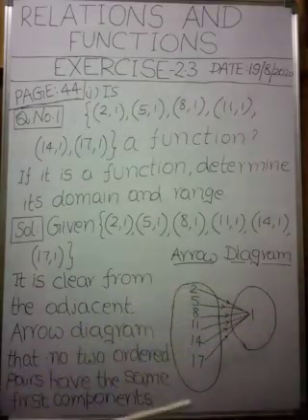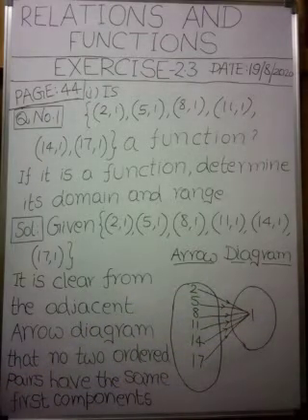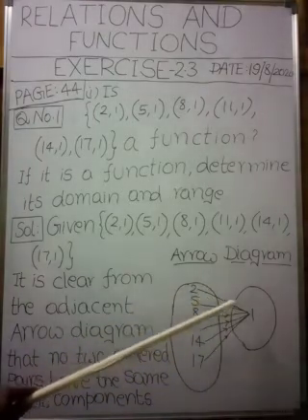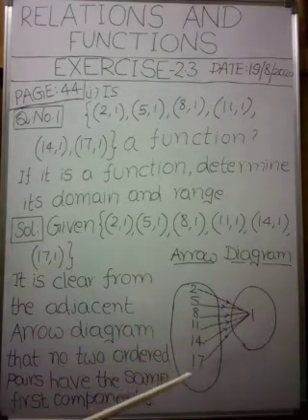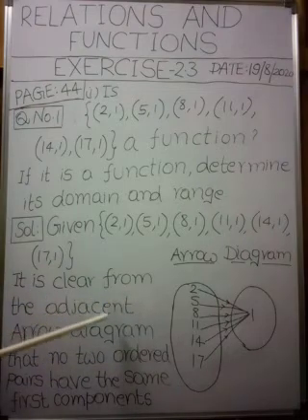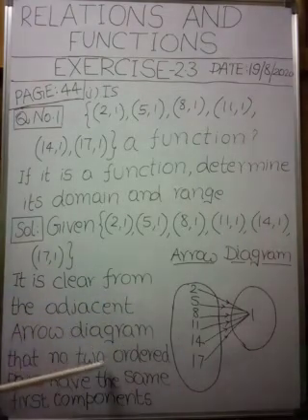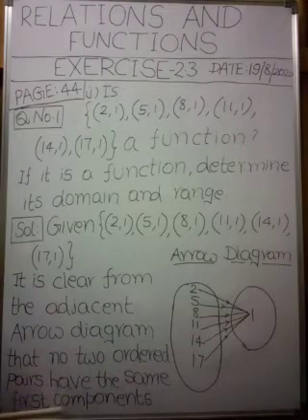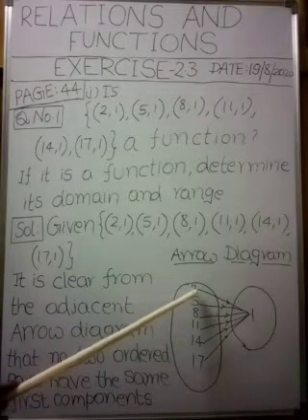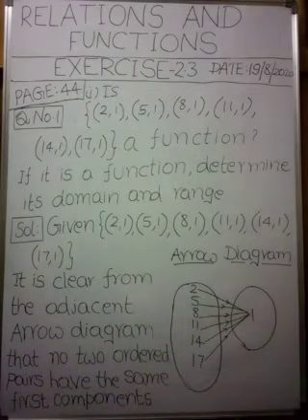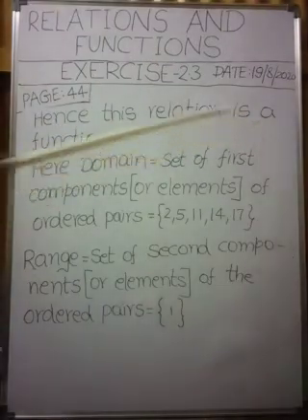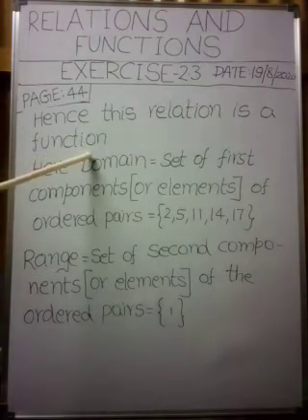So every element in the first set has a unique image, which means we are not drawing more than one arrow from any element of the first set. Understood this point, my dear children? Right. So it is clear from the arrow diagram that no two ordered pairs have the same first components. Means we have not drawn more than one arrow from every element of the first set. Understood this point, my children? Right. Hence, this relation is a function. Understood this point, my dear children?